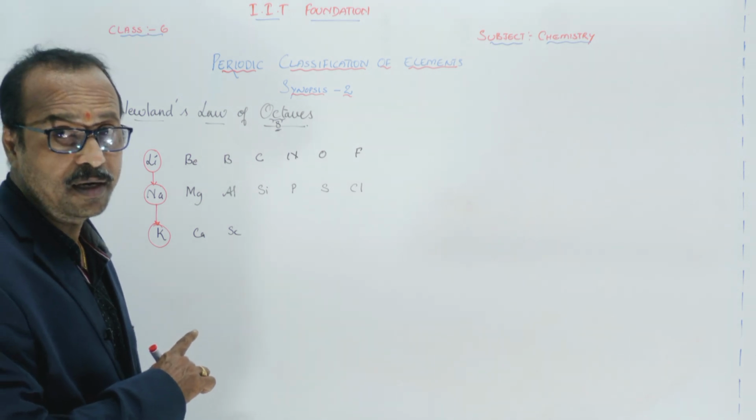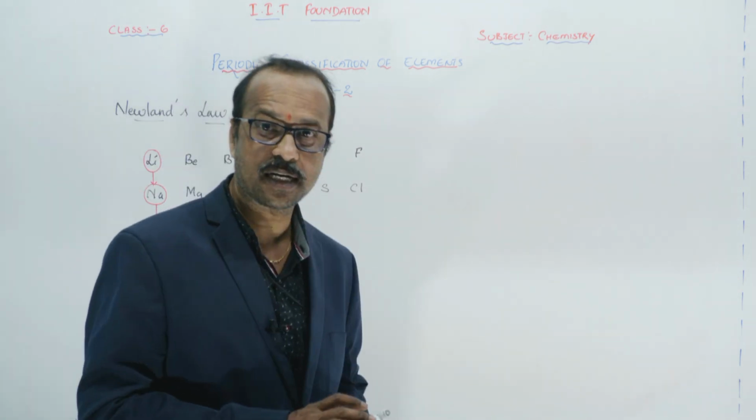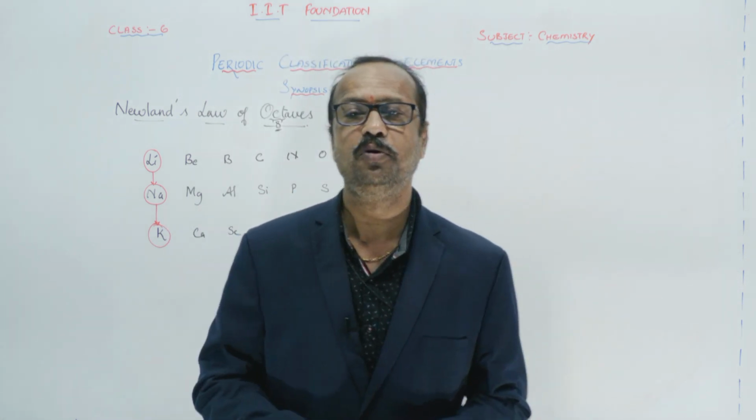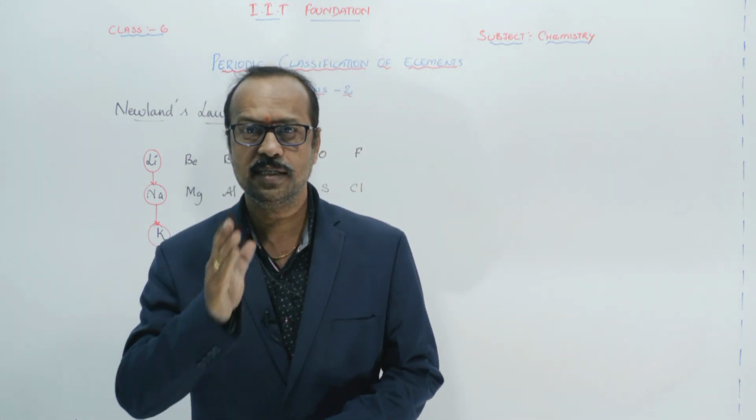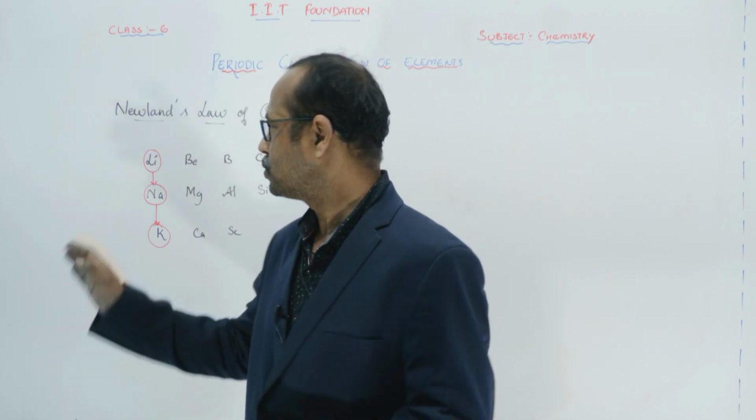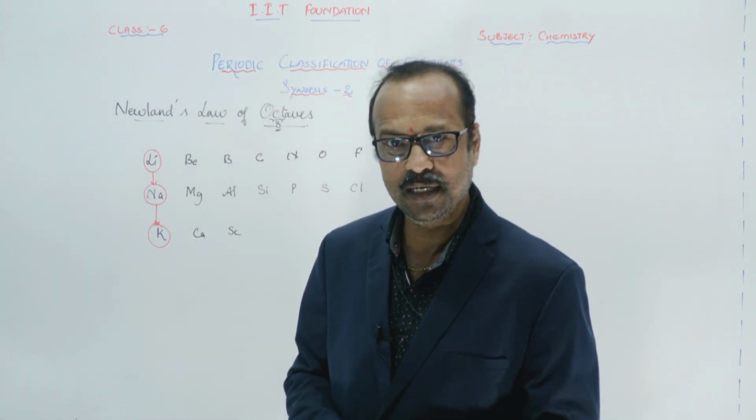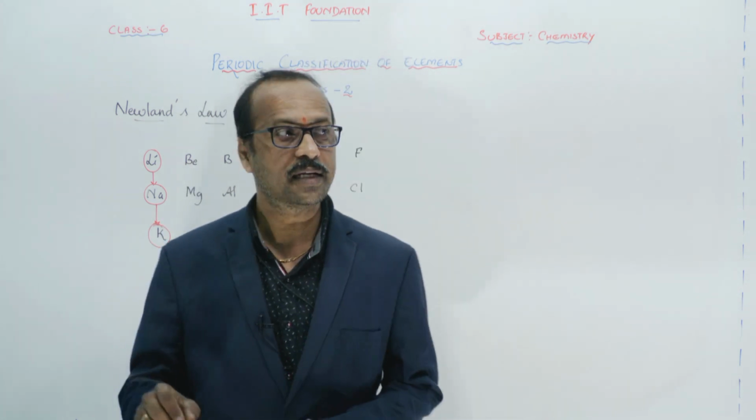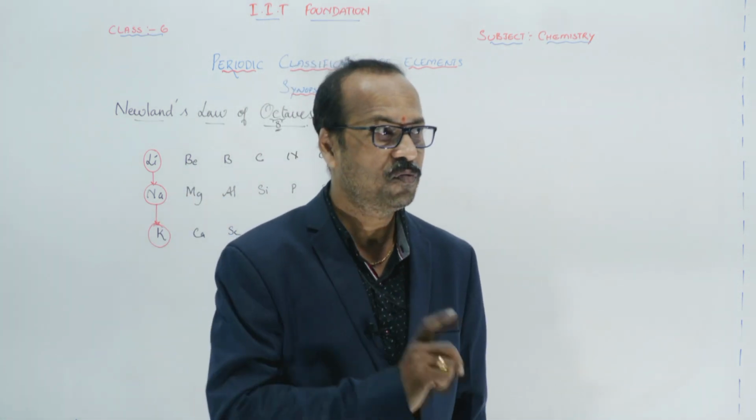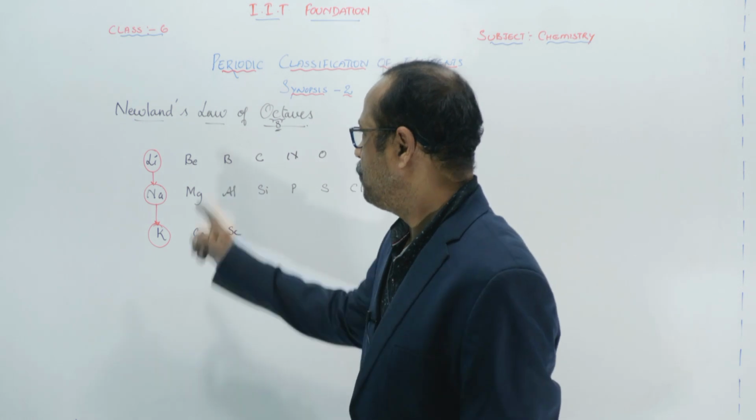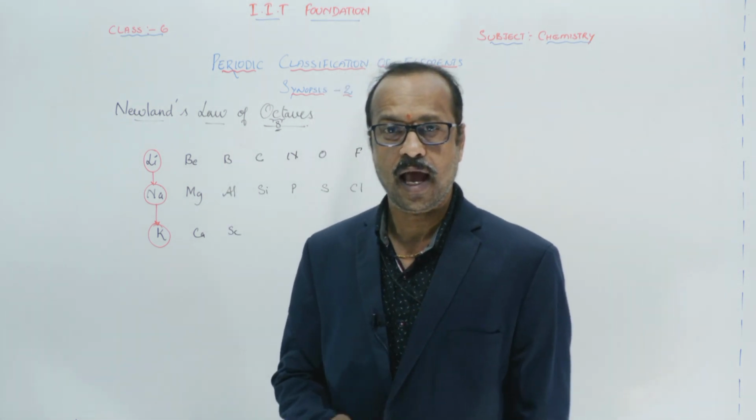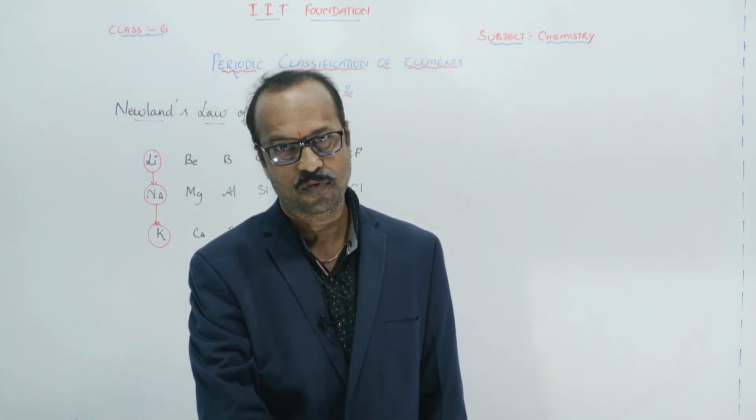The Dobereiner triads we discussed, the first triad is what? Lithium, sodium, potassium only. So in the triad, the three elements have similar properties. So here lithium, sodium, potassium have similar properties. Is this clear? So every eighth element has similar properties to that of the first element.